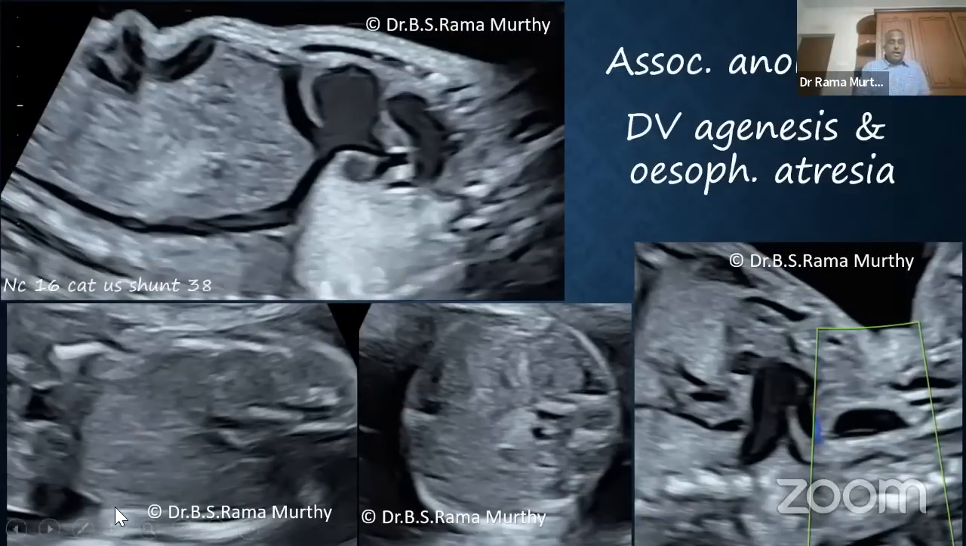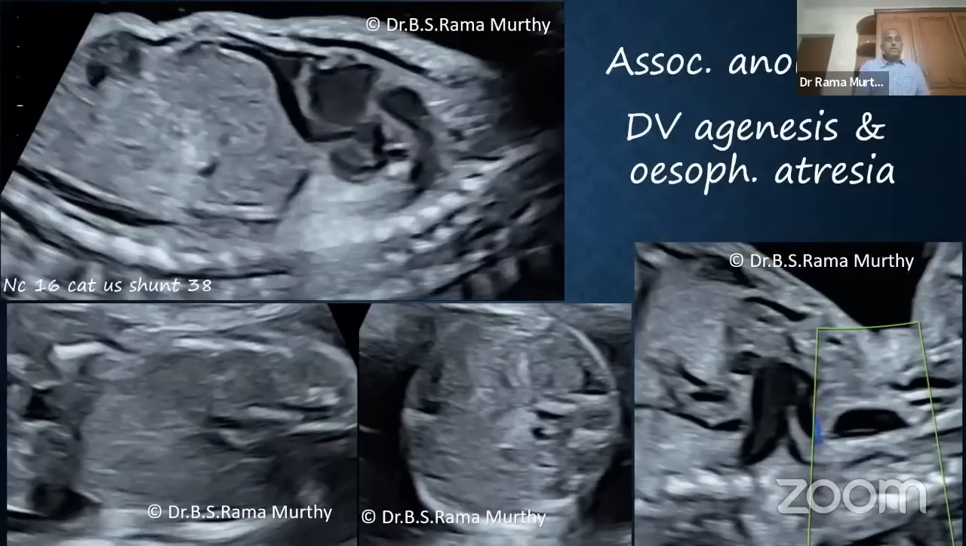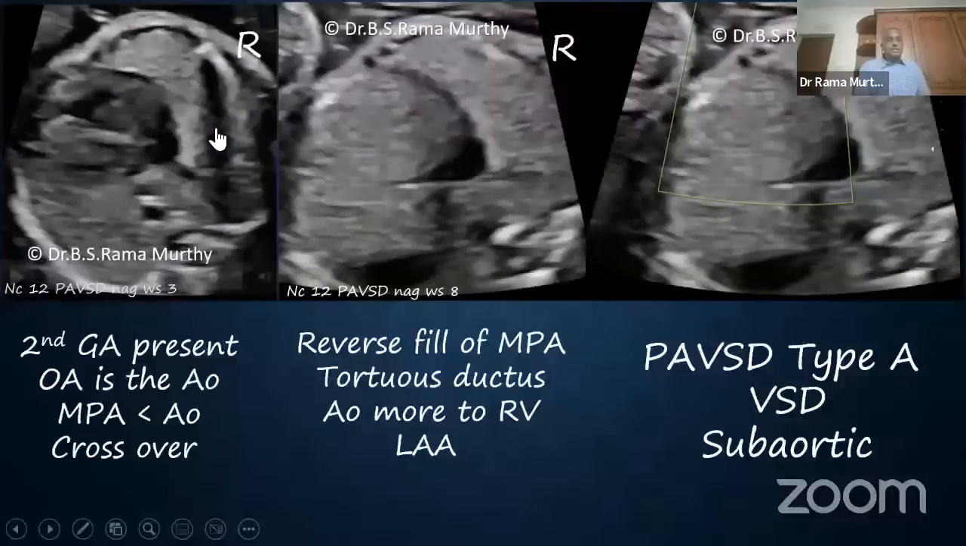And also when I try to look for the stomach, it is not getting filled. When I go into the neck, I see a proximal dilated esophageal pouch in the neck. So associated anomalies of ductus venosus agenesis, and of course an umbilicosystemic shunt, are esophageal atresia. So we've got to look for associated abnormalities in such cases. Now let's move on and let's look at this case now.